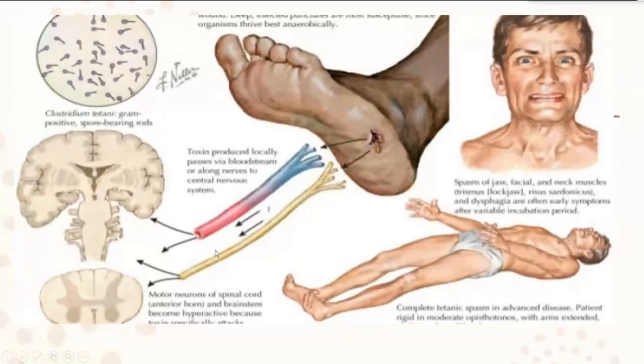After reaching the bloodstream, or by retrograde transport of the toxin, it will cause the major manifestations. One of the commonest manifestations is the spasm of the jaw. You see the contractions of the muscles and the platysma, very clear contractions. This is very painful. Neck muscles are also involved.